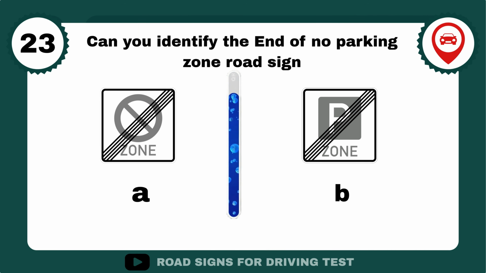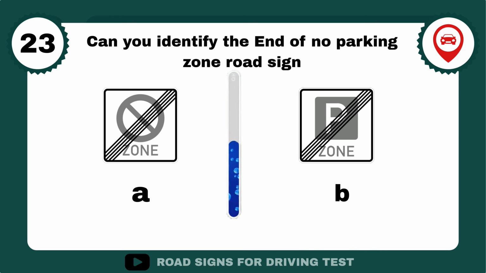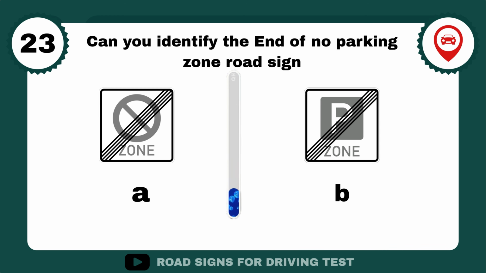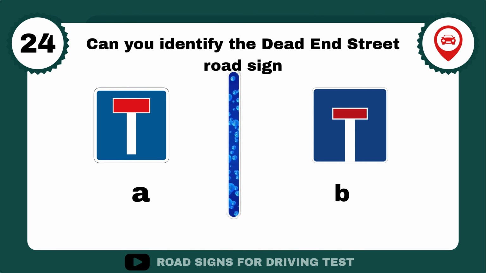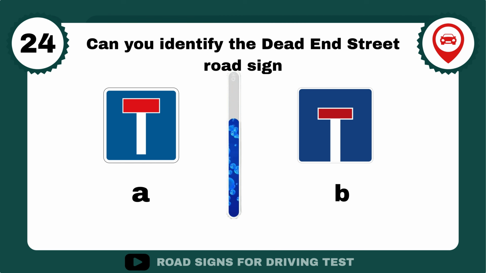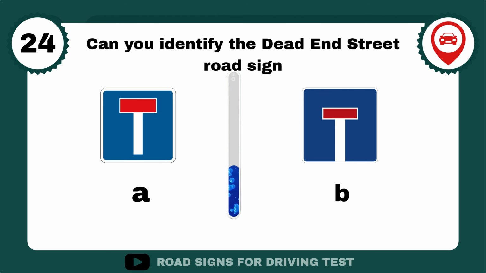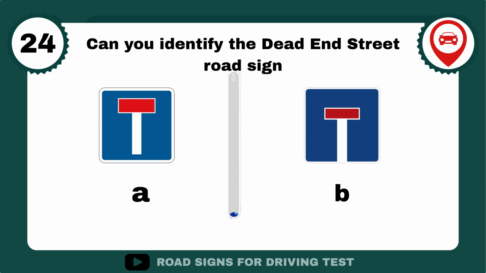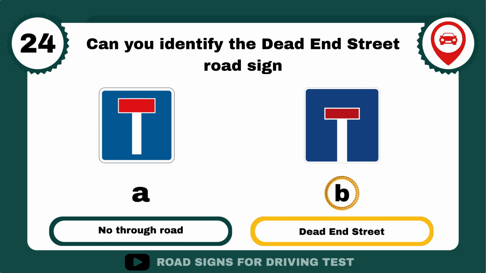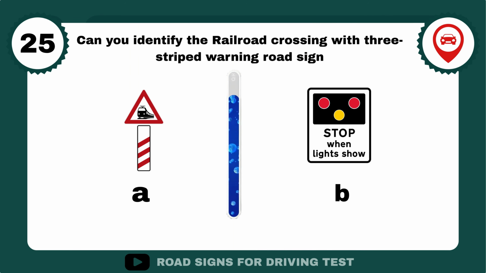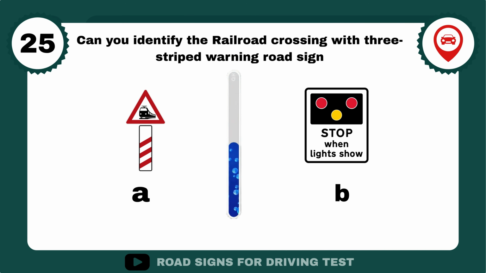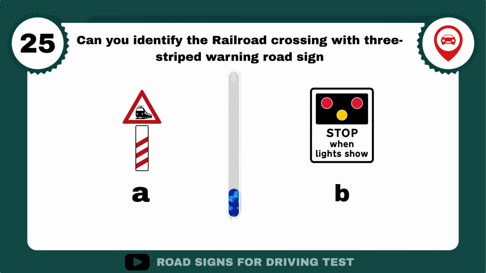Which one ends a no parking zone? A. Find the sign that marks a dead-end street. B. Which one is the railroad crossing with 3 striped warning? A.